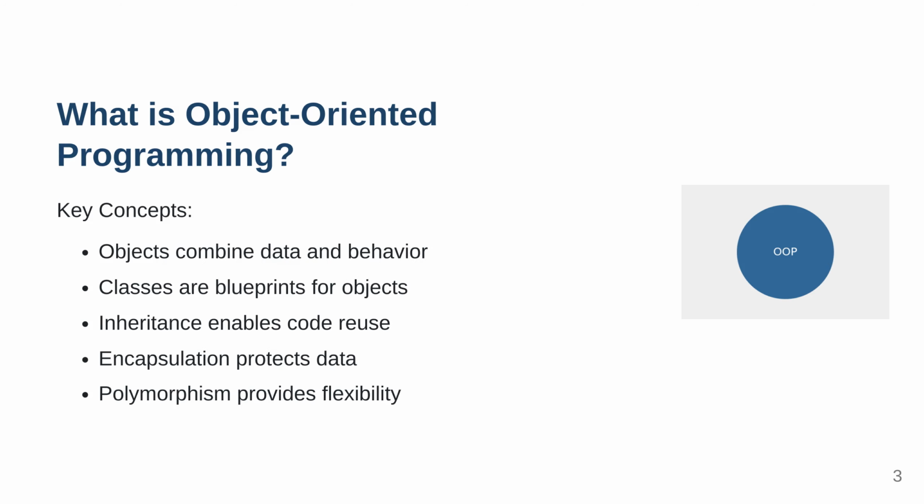OOP is a programming paradigm that organizes code into objects, which are instances of classes. Think of a class as a blueprint and objects as the things built from that blueprint. This approach helps us model real-world relationships in our code. The core concepts, inheritance, encapsulation, polymorphism, work together to create maintainable and flexible code structures.